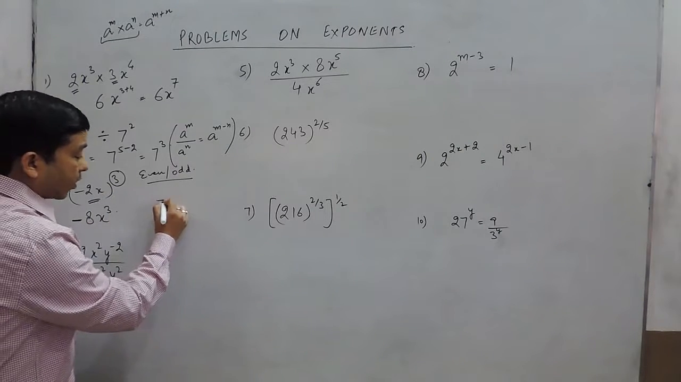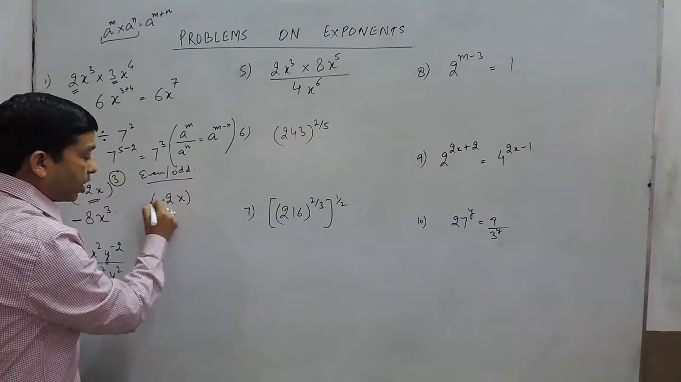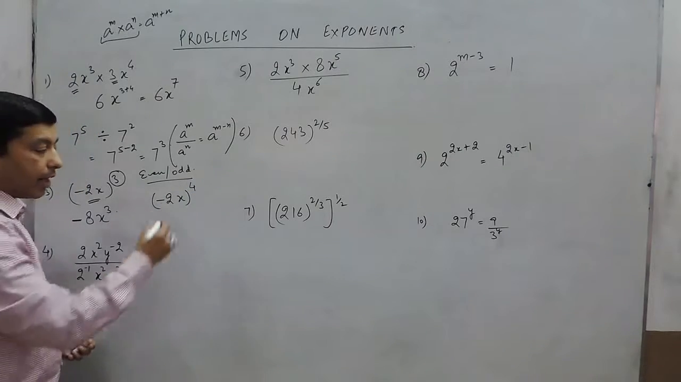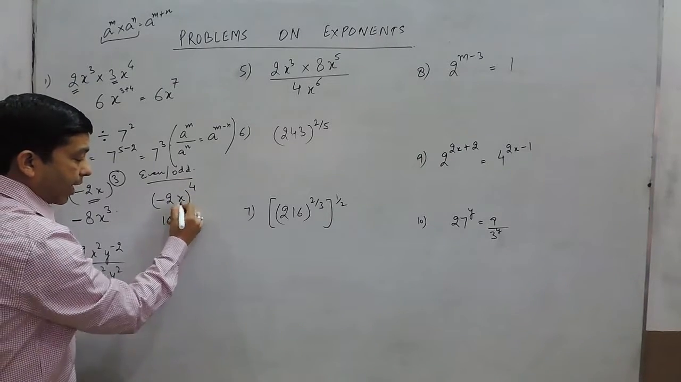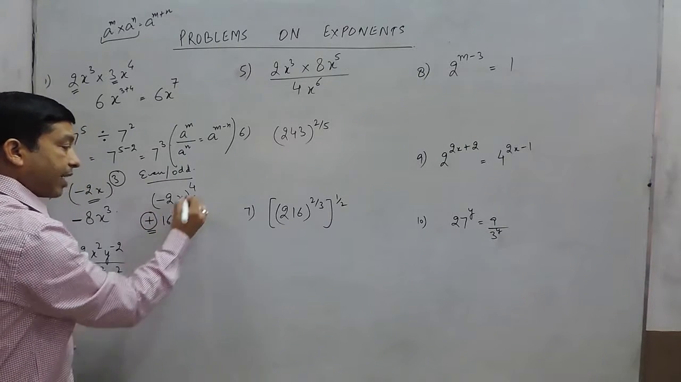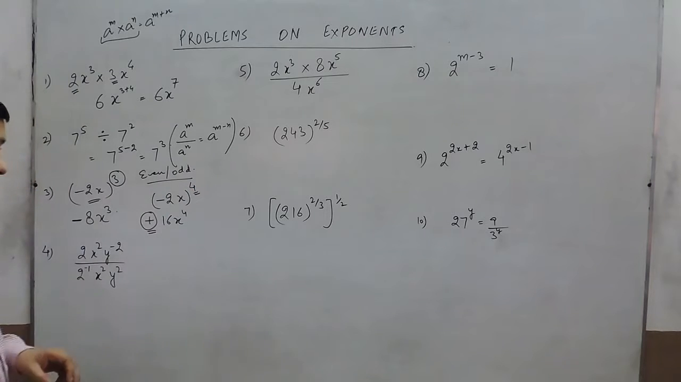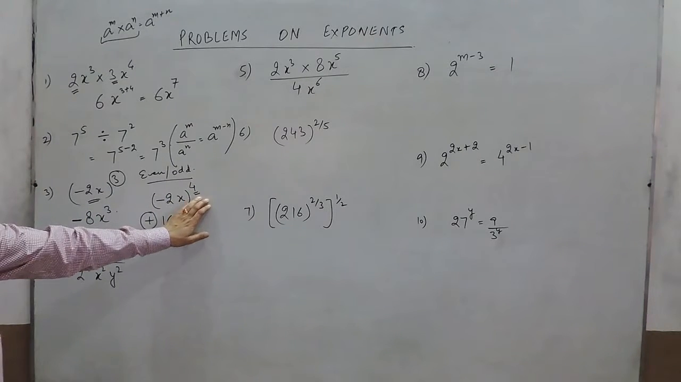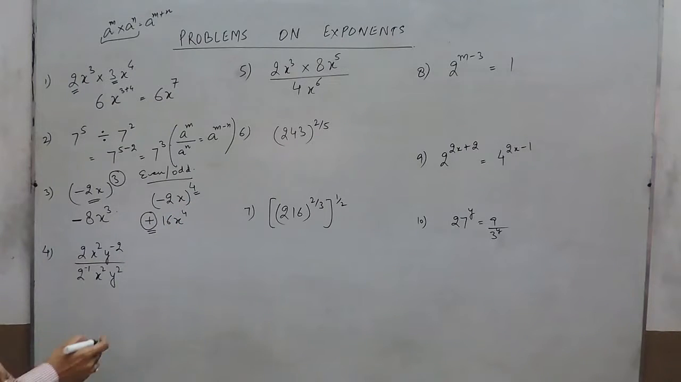If in case the question is minus 2x to the power 4, then 2 to the power 4 is 16 and here x to the power 4, but the answer must be positive as the power is even. If the power is odd, the answer must be negative. If the power is even, the answer must be positive.